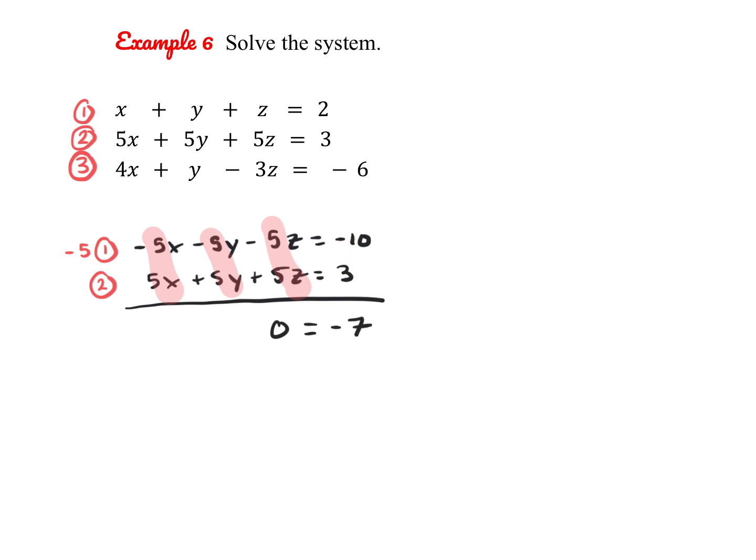So here's one of those cases where our variables disappear and we're left with an equation that is not true. So remember, when we have this scenario, we say that there are no solutions to this system.